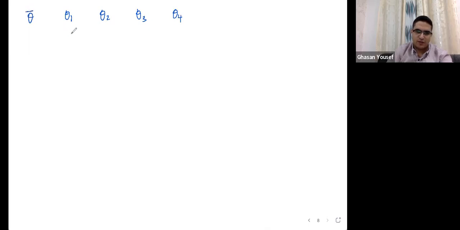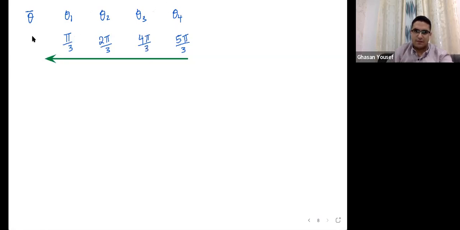Suppose my angle is pi over 3. And the angle in the second quadrant is 2 pi over 3. And here the angle is 4 pi over 3. And this angle is 5 pi over 3. All of these angles have the same reference angle. The reference angle of all of them is the same, pi over 3.